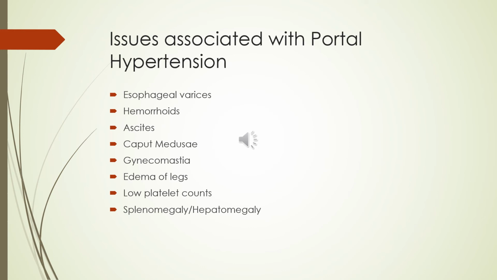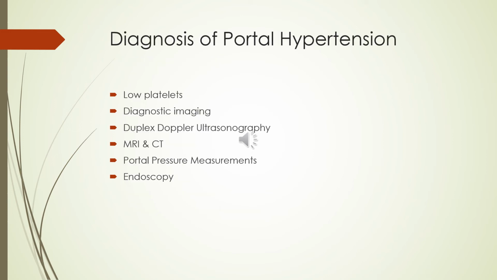So some issues that are associated with portal hypertension include esophageal varices, hemorrhoids, ascites, caput medusae, gynecomastia, edema of the legs, low platelet counts, and then splenomegaly and hepatomegaly. Portal hypertension is diagnosed through low platelet counts, diagnostic imaging, duplex Doppler ultrasonogram, MRI and CT. They also will do portal pressure measurements to check that pressure, and then endoscopies.